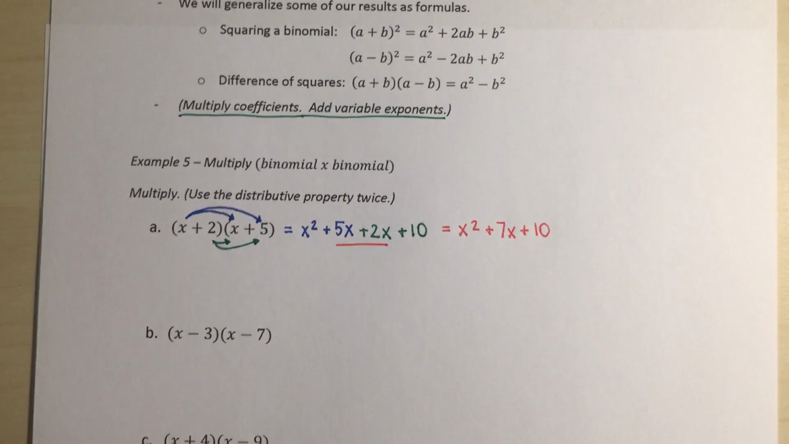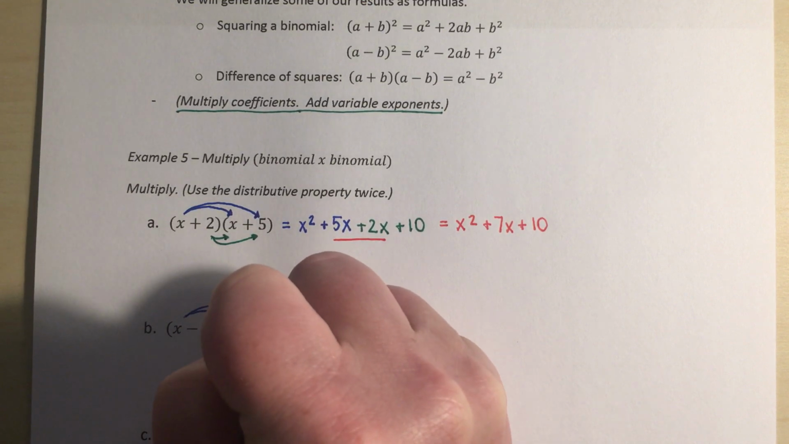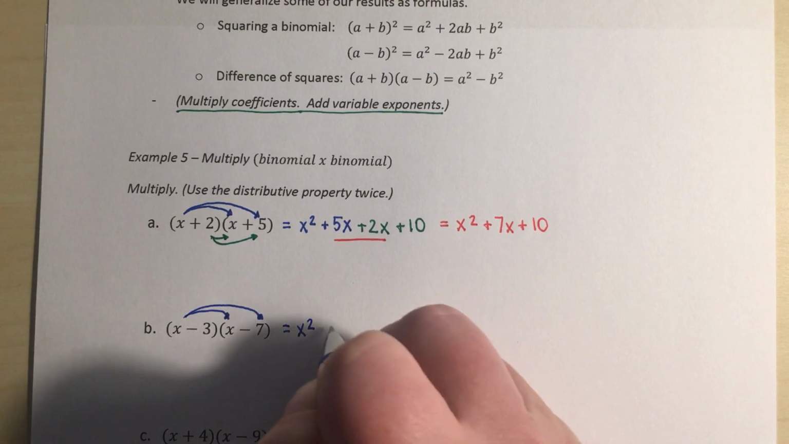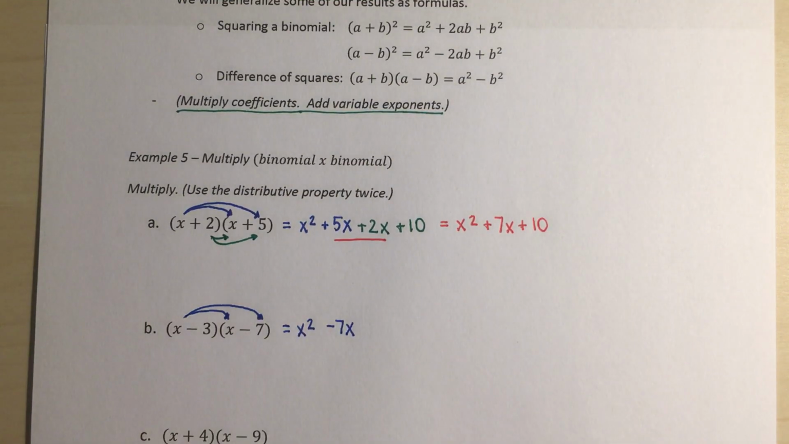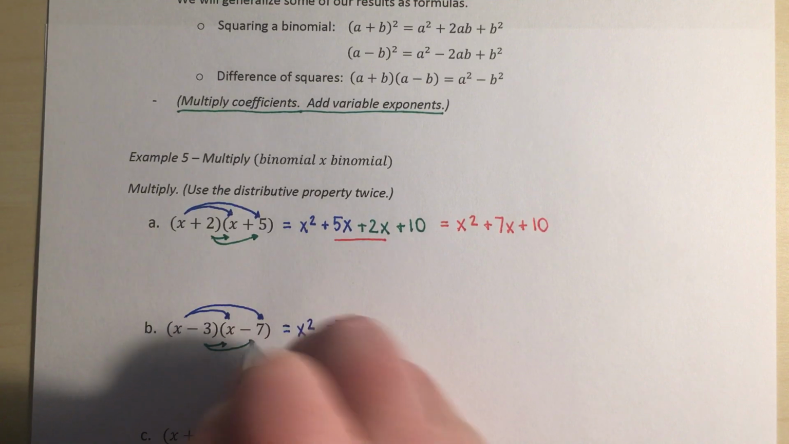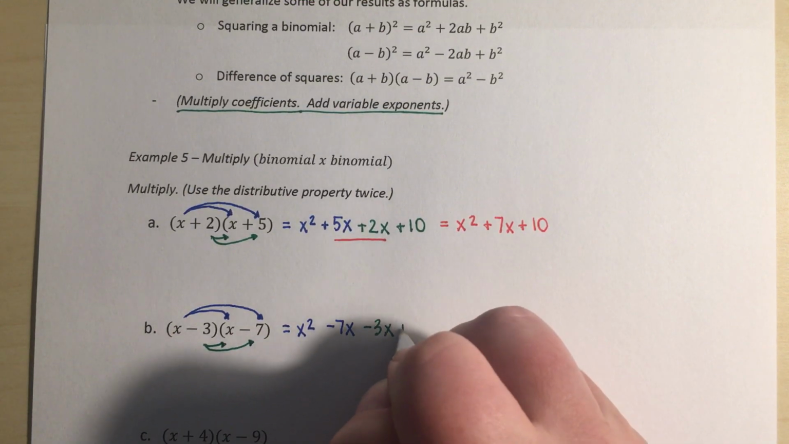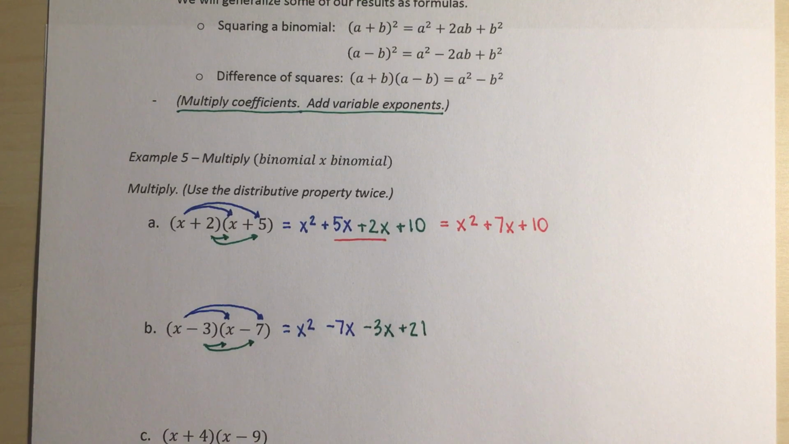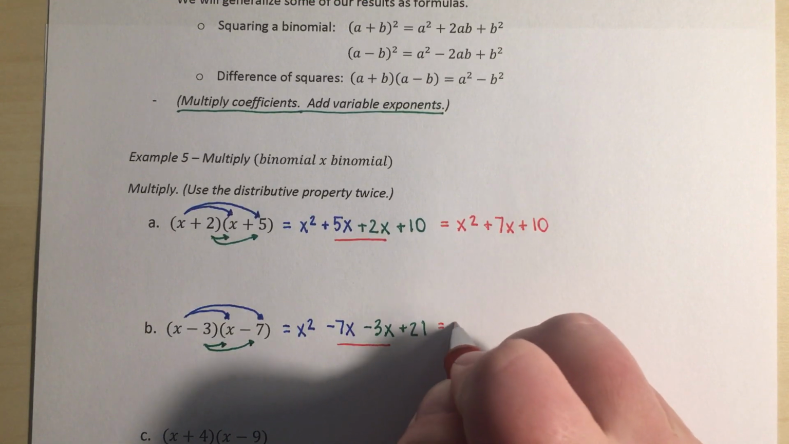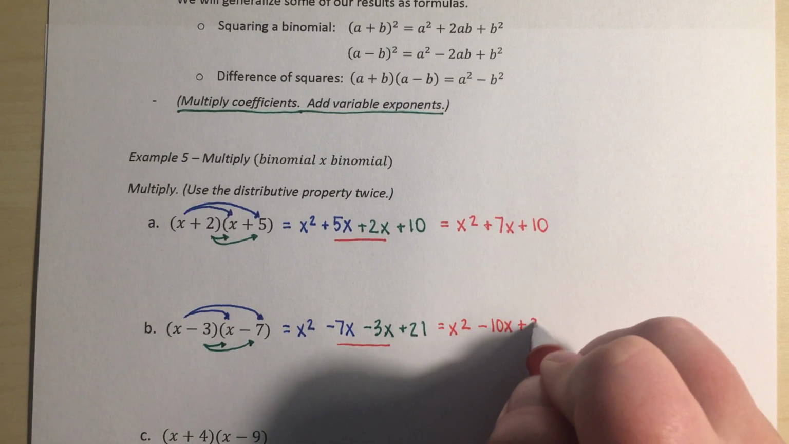All right, so let's work through B. Again, we're going to start by distributing this x. So x times x is x squared. x times negative 7 is negative 7x. Now we're going to distribute our negative 3. Negative 3 times x is negative 3x. Negative 3 times negative 7 is going to give us a positive 21. Again, we can combine our middle two terms, which are like terms. We get x squared minus 10x, remember same signs we add, plus 21.